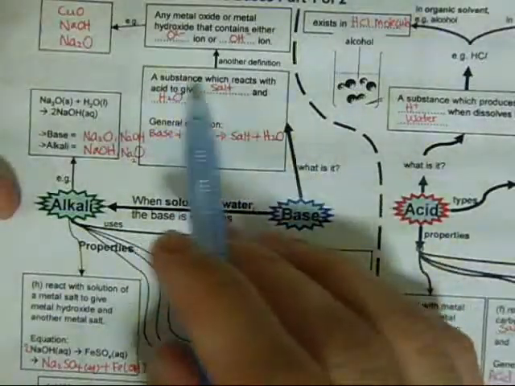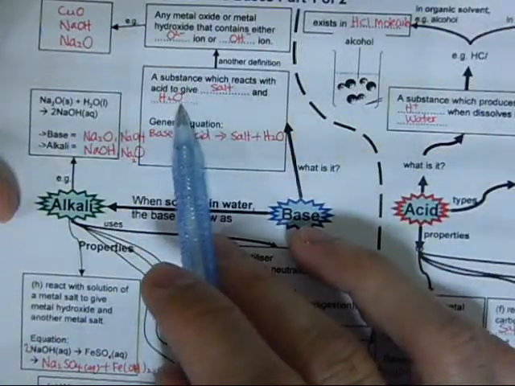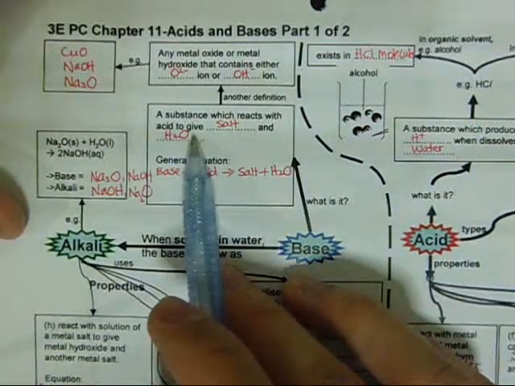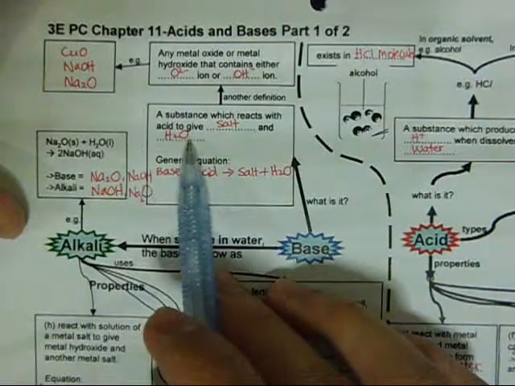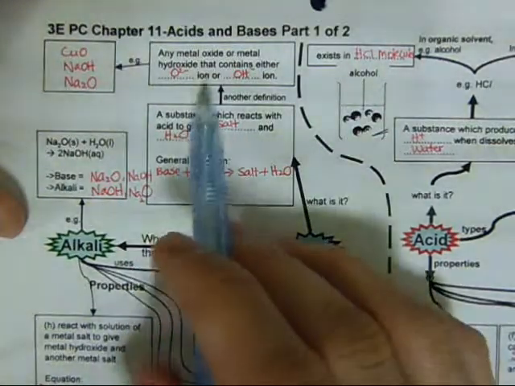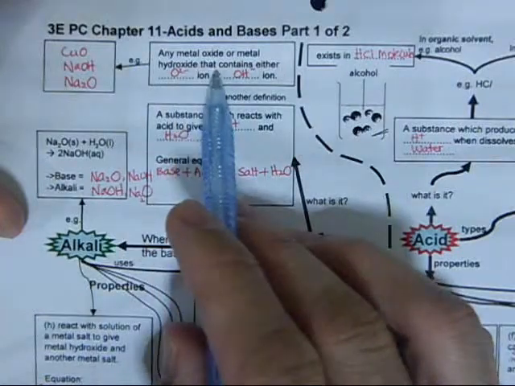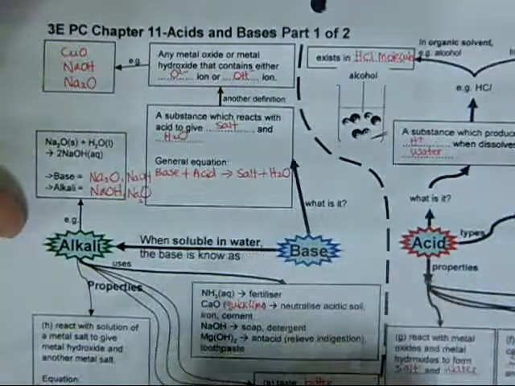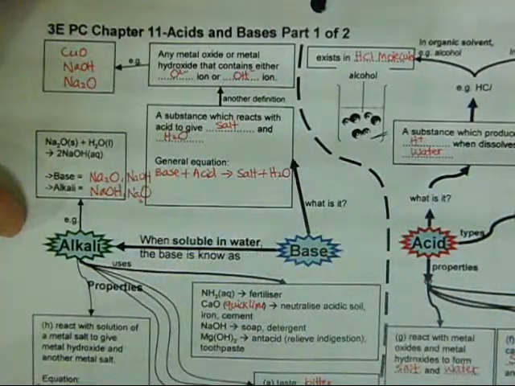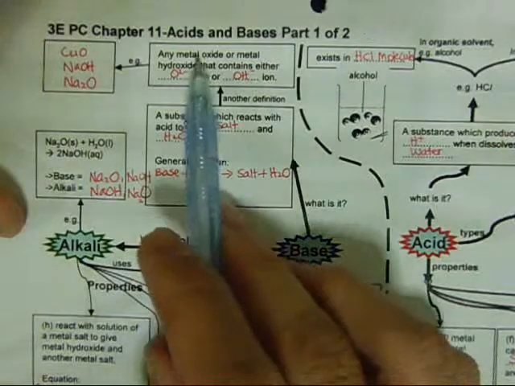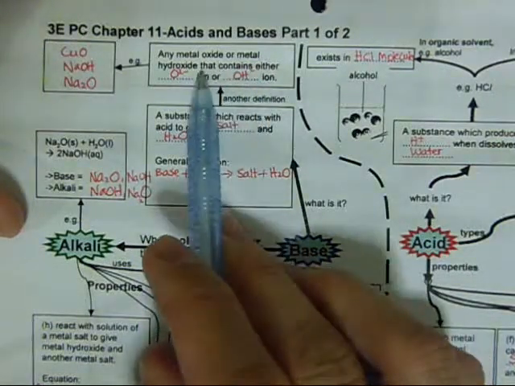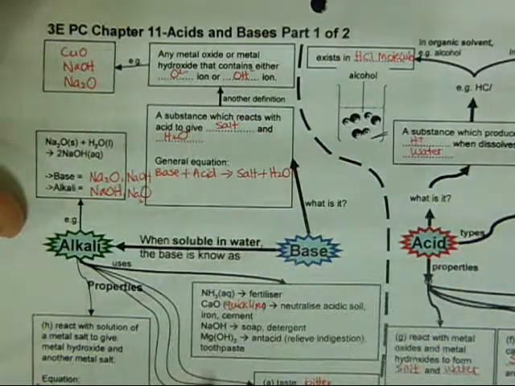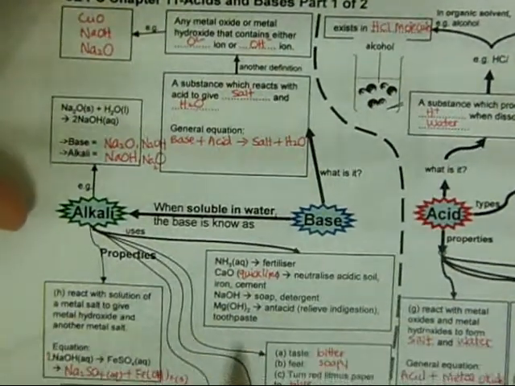The definition of a base: a substance which reacts with acid to give salt and water. But this is also the definition of alkali. So for a base, you have to say metal oxide or metal hydroxide that reacts with acid to give salt and water. So the complete definition of a base is any metal oxide or metal hydroxide that reacts with acid to give salt and water.